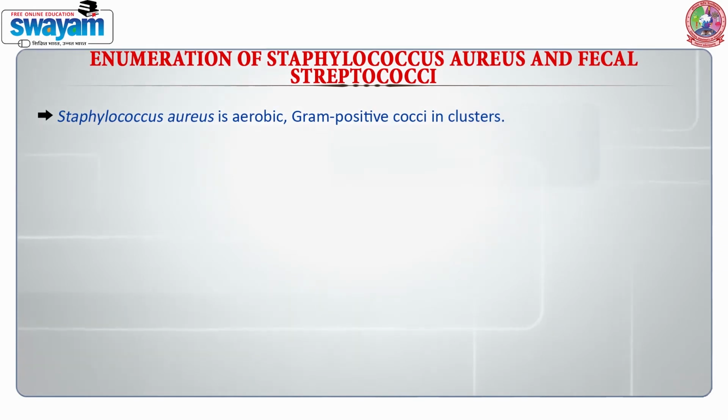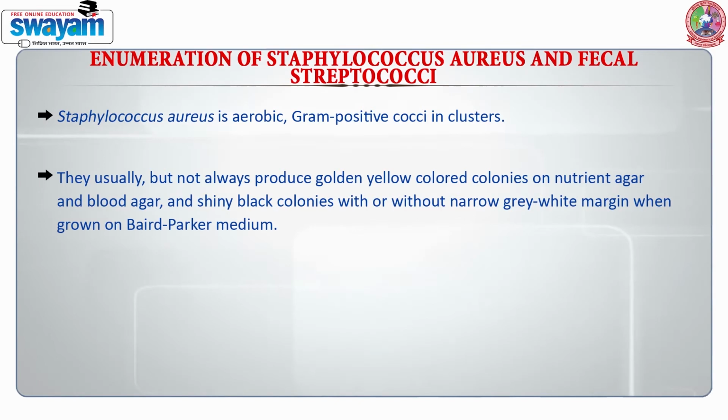Staphylococcus aureus is an aerobic gram-positive coccus in clusters. They usually, but not always, produce golden yellow colored colonies on nutrient agar and blood agar, and shiny black colonies with or without a narrow grey-white margin when grown on Baird-Parker medium.